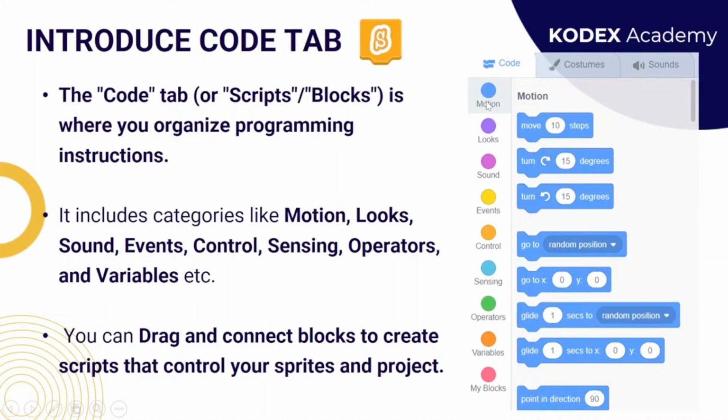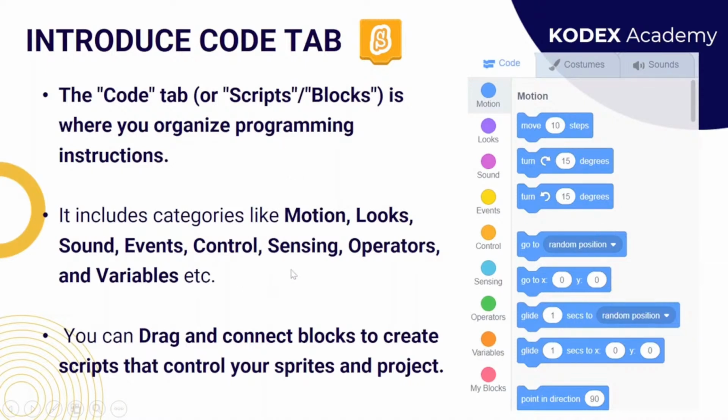So you can see here, for example, in the motion block palette there are multiple command blocks available, and each command block has specific instructions. When we write our program with the help of these blocks, you can drag and drop these command blocks in the script area, and on the basis of that your program will be designed. Once your program is designed, you can run it and see the effect in the sprite area.